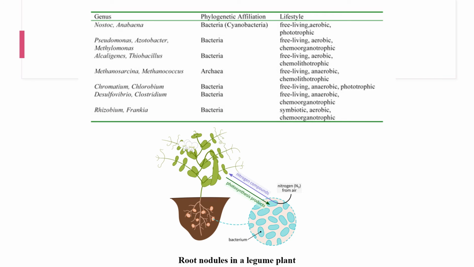Here is a list of the genera of nitrogen fixing bacteria. For example, Nostoc, Anabaena, Rhizobium, Frankia, Pseudomonas, Azotobacter, along with their lifestyles. And these bacteria are associated with particular plants and are held in the root nodules of those plants, forming a symbiotic association and helps in the nitrogen fixation for the plant.